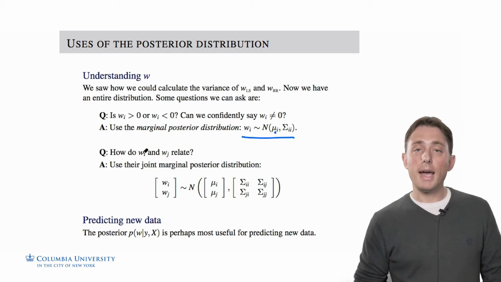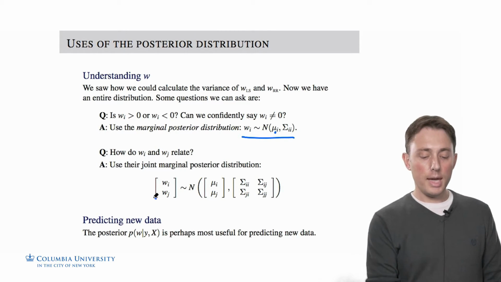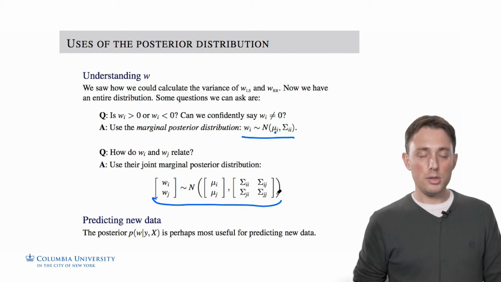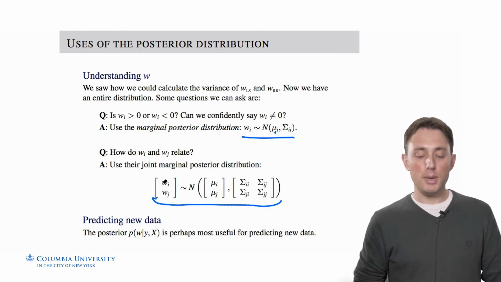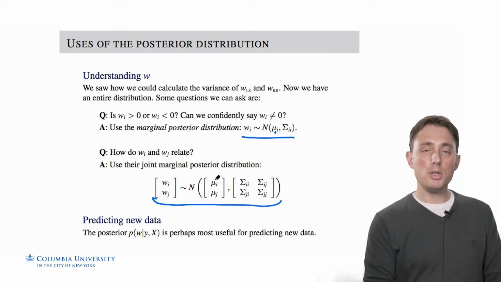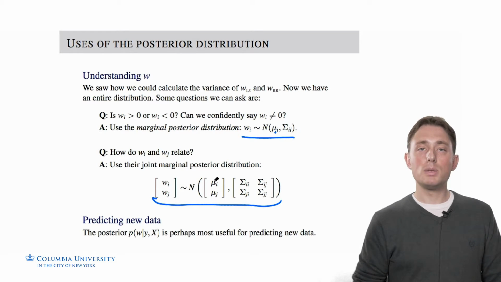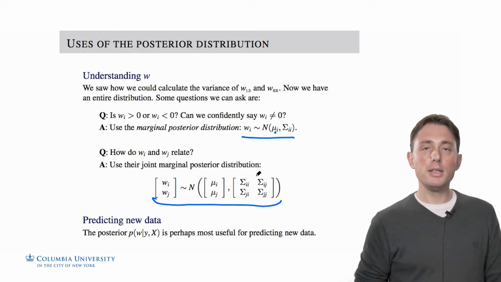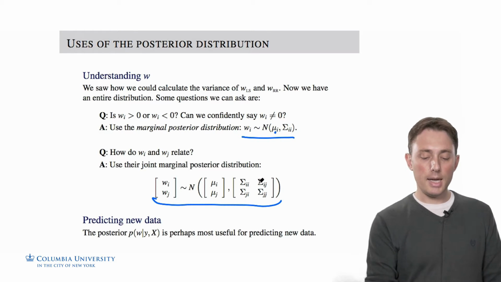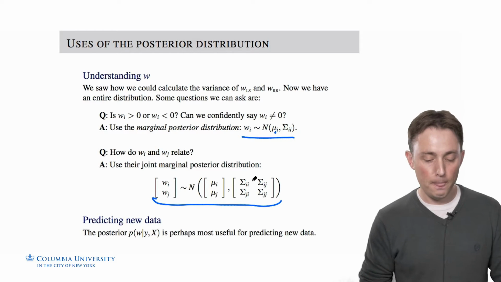Also, we can ask questions like, how do the ith and jth dimensions relate? Again, we can calculate the marginal distribution of the vector W by looking at the probability distribution restricted to the ith and jth dimensions. That can also be shown to be a multivariate Gaussian, where the mean is simply the corresponding dimensions of the mean vector, and the covariance is the submatrix formed by taking the corresponding dimensions from the matrix.